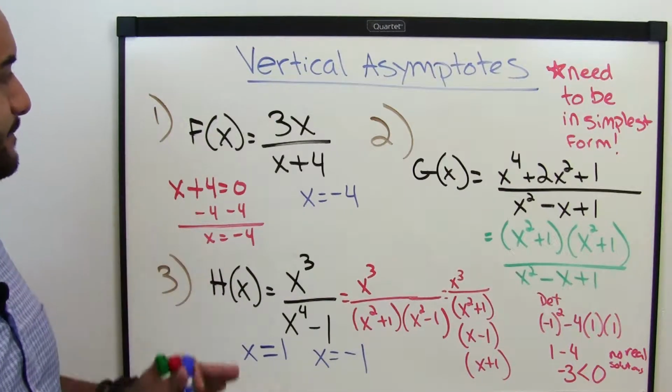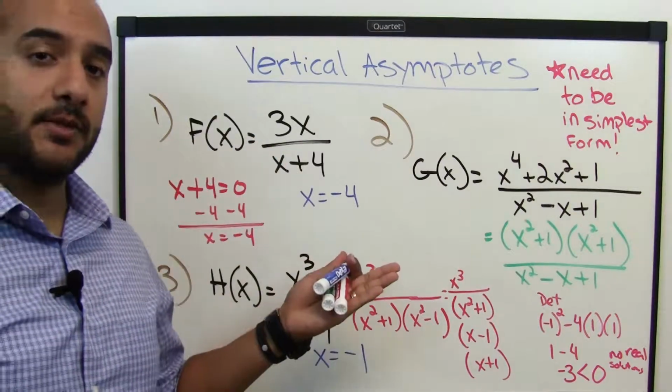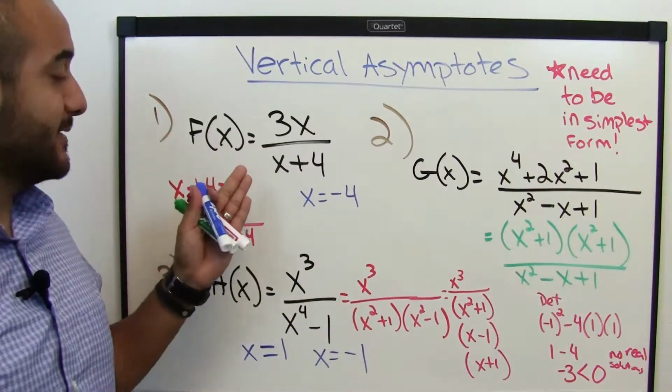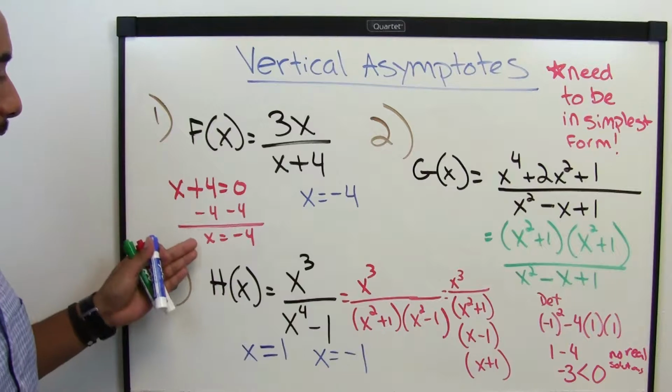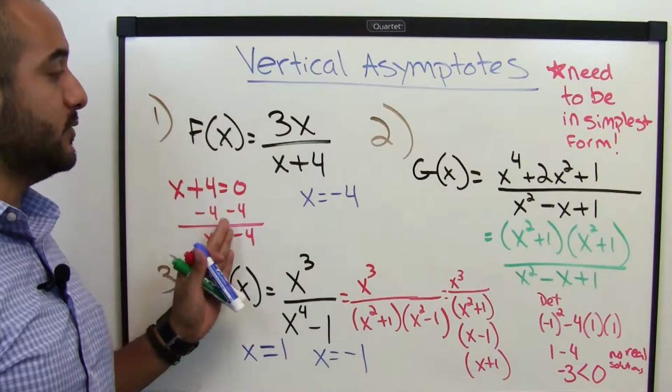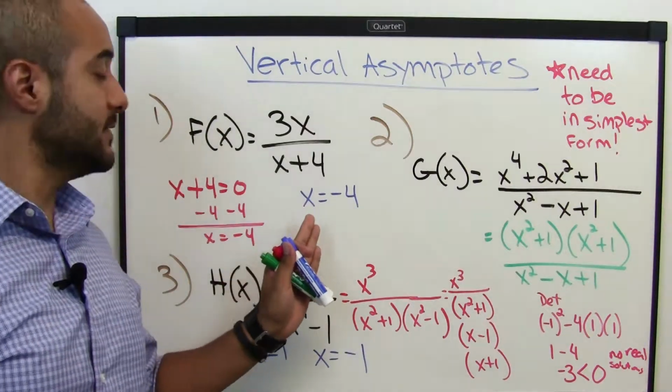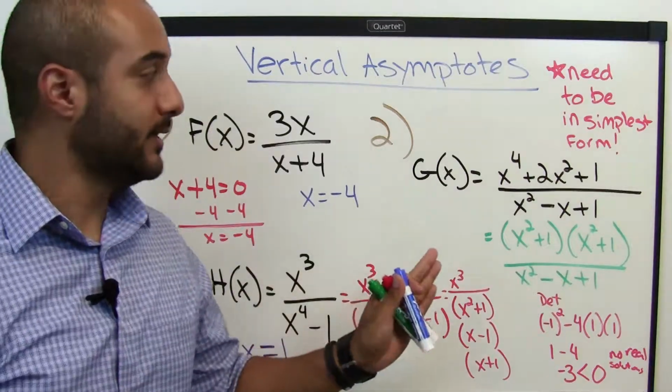So for number 1, there's nothing for me to do. This is as simple as it's going to get. So I mess with my denominator to see when that would be equal to 0, and I get that my vertical asymptote is at x equals negative 4.